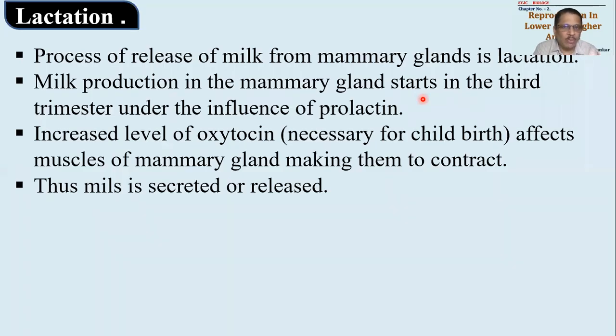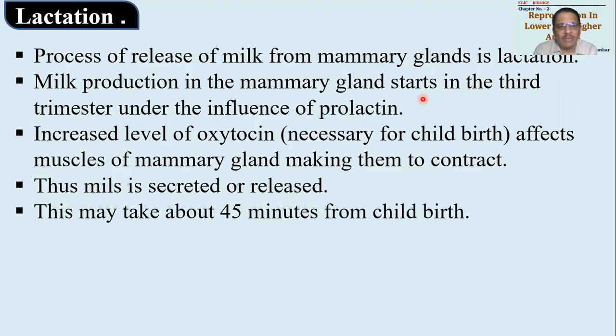So remember this: production or generation of milk will be under the influence of prolactin, but release or secretion of milk will be under the influence of the hormone oxytocin. Okay, so these two things are very important and different. Milk production is different and milk secretion is different.